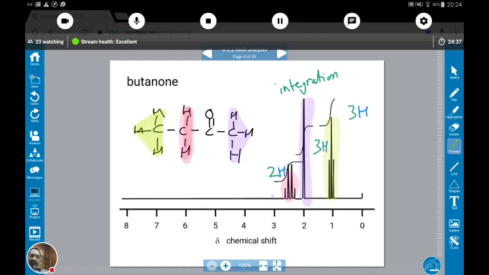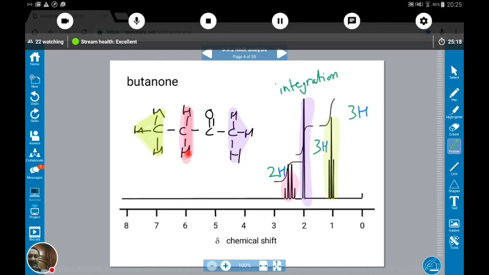Now, looking at the quartet, the signal over here is being generated by these CH2s. The splitting that we are observing is not because of the CH2 itself. I'll say that again. The CH2 signal is that, but the splitting is because of the neighbor. Now, the neighbors of this CH2 are free hydrogens, and whatever the number of hydrogens are in the neighbor, what we do is add one to it.